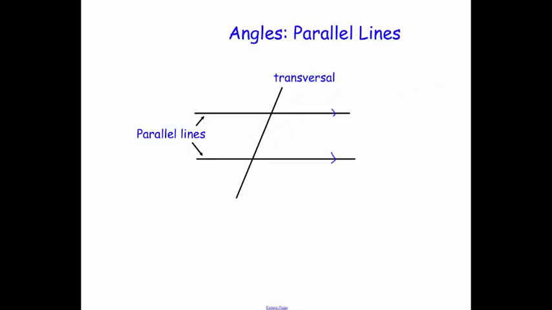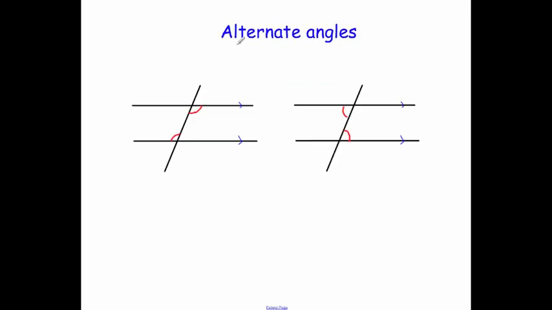So let's first of all start off with what we call alternate angles. Alternate angles, or some people call them Z angles, are the same as each other. So if you were to measure this angle and this angle, you'd realize that they're the same size. For instance, if this one's 100 degrees, this one's 100 degrees. And if this one's 80 degrees, this one's 80 degrees. They're called alternate angles because they're alternate to each other, like this and like so.